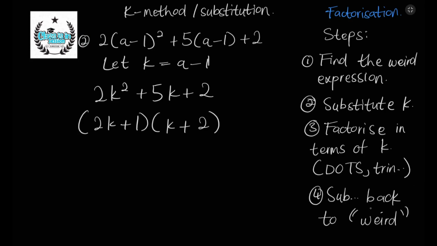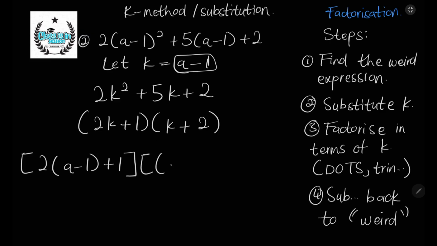What's the last step? Substitute back the weird expression. Where we see k, we have to write a minus 1. So we'll need a square bracket. What do we have? 2 times k, which is (a minus 1), plus 1, right? Close the bracket. In the second bracket, we have k, so we can write it as (a minus 1) plus 2. So what can we do here to simplify the brackets? We can distribute this.